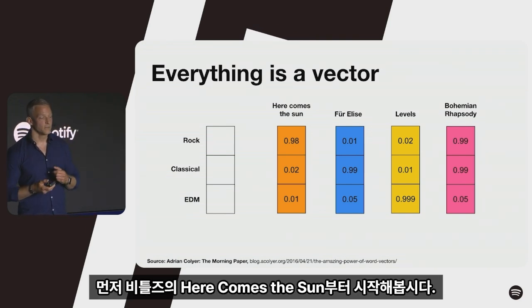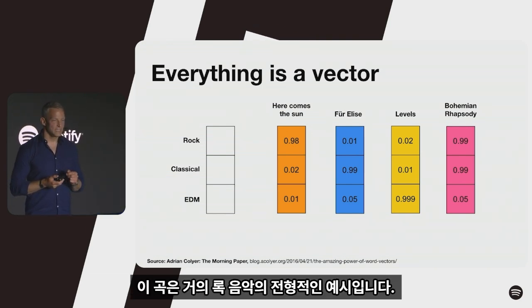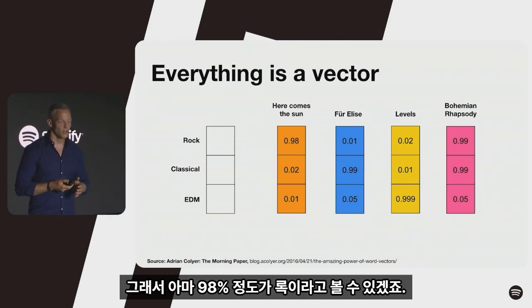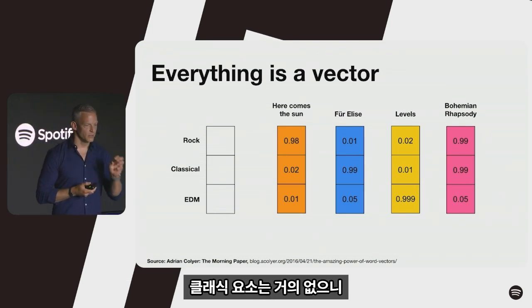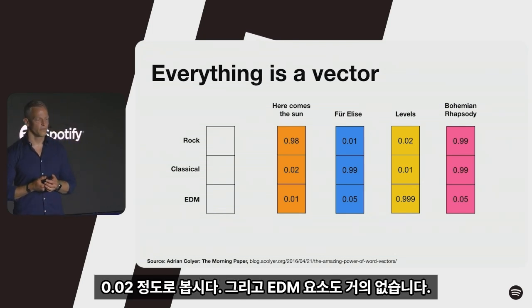So let's start with Here Comes the Sun by the Beatles. It is pretty much a definition of rock, so maybe it's 98% rock. There's not a lot of classical in there. Let's put it close to 0.02.